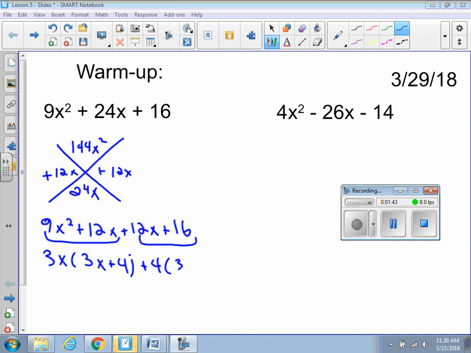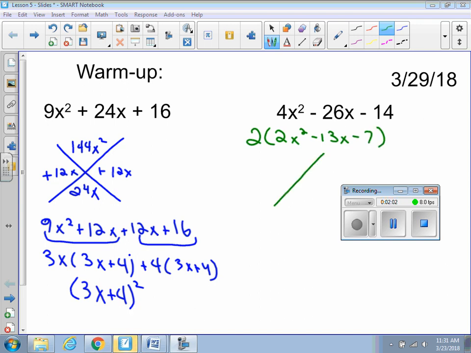For our second warm-up problem, there is a GCF of 2. That's going to leave us with 2x squared minus 13x minus 7. Now we're going to factor. 2x squared times negative 7 is negative 14x squared. Negative 13x goes in the bottom, so since negative 14 is negative, opposite signs. And that's going to be negative 14x and positive 1x.